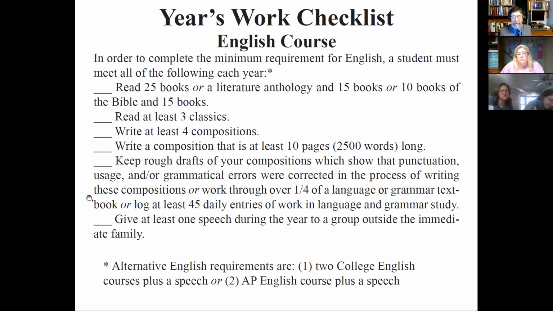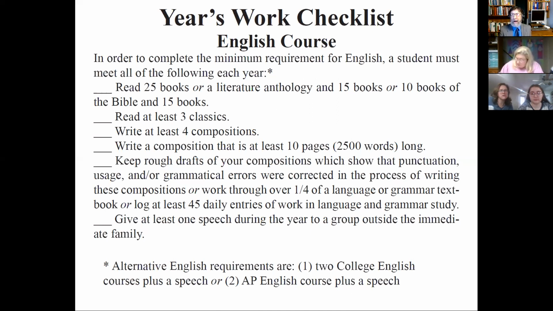So why do we have this requirement that you have to give a speech? Well, first of all, it's in the homeschool law. English has to include speech. Second of all, we want our kids to be able to speak in public. It really helps them. A lot of people are shy, so they get experience. Now, the speech has to be to a group outside the immediate family, but the immediate family doesn't include grandparents. You can give your speech to grandparents.